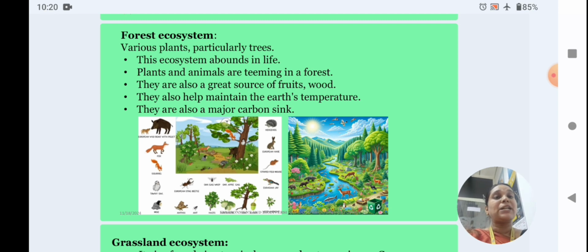Various plants, particularly trees. This ecosystem abounds in life. The plants and animals are teeming in a forest. They are also a great source of fruit and wood. They also help to maintain the earth's temperature.